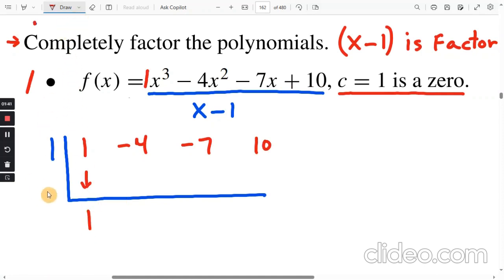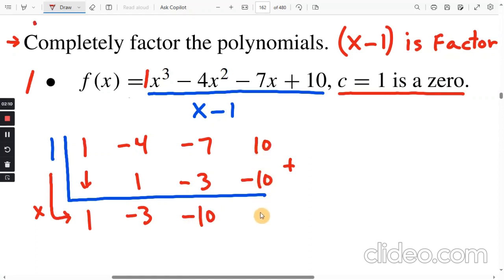And now basically we are just multiplying. 1 times 1 will give us a 1 here. And then we're going to add these numbers vertically. Negative 4 plus 1 is negative 3. 1 times negative 3 is negative 3. Negative 7 plus negative 3 is negative 10. 1 times negative 10 is negative 10, and 10 minus 10 is 0. That right there is your remainder.